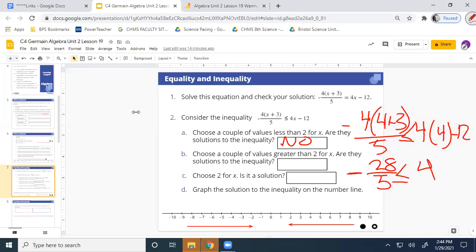Is that a true solution? No. Well, look, one of them is negative. Oh, wait. Is 4 greater than any negative number? Yes. Is this a solution? Yes. And because we have that or equal to symbol, is 2 going to work as well? Yes.